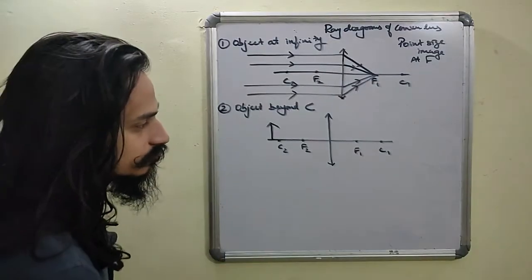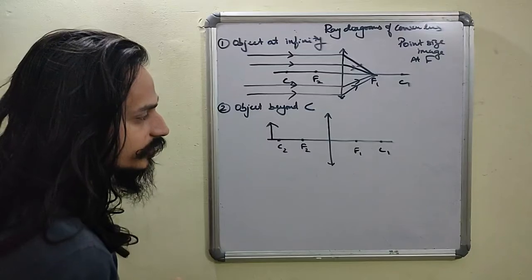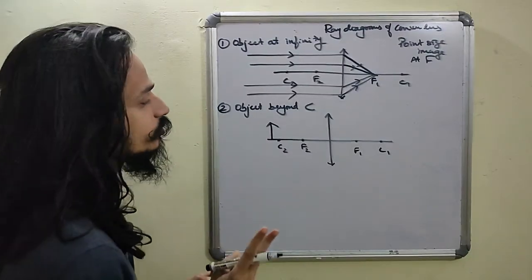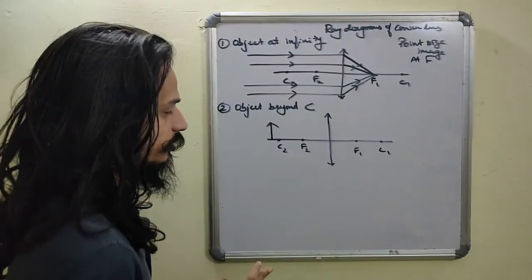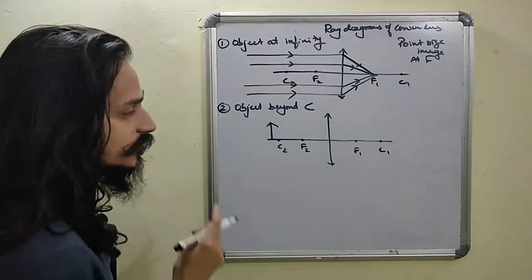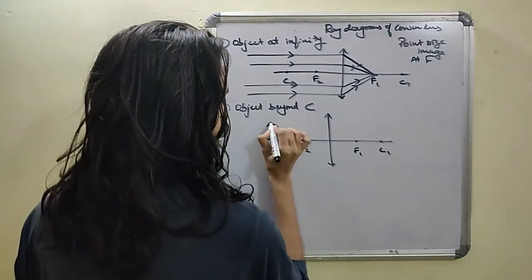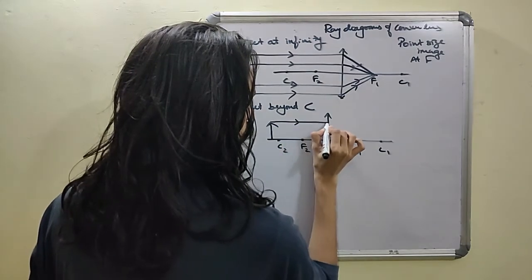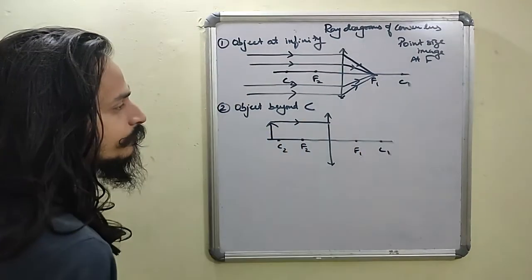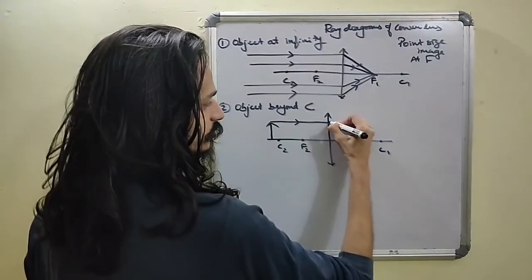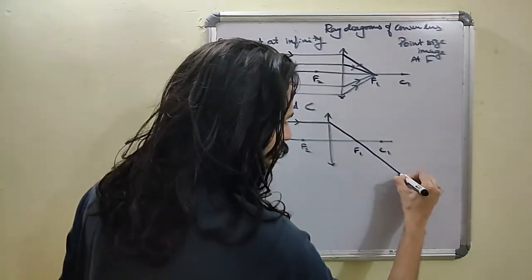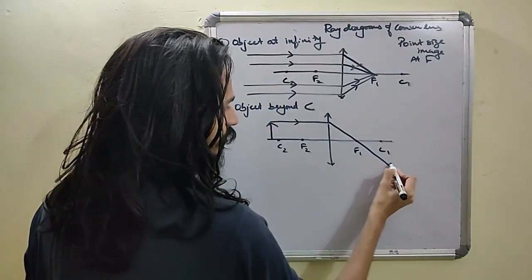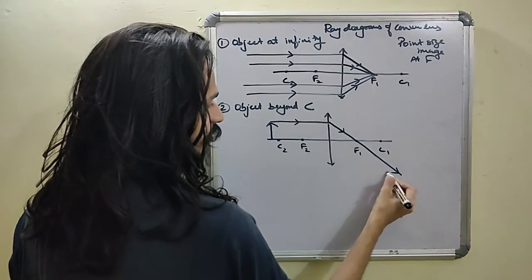I will draw the ray diagrams with any two rules. The rules that I am going to use are these. First is parallel, going parallel to the axis. After refraction, the rule says it has to go to focus. So this is my refracted ray going like that.